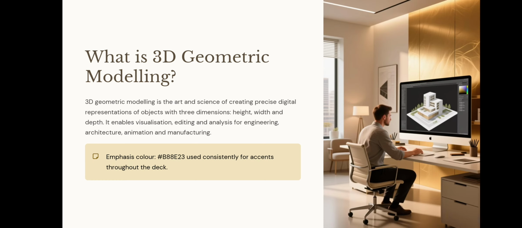What is 3D geometric modeling? 3D geometric modeling is the art and science of creating precise digital representations of objects with three dimensions: height, width, and depth. It enables visualization, editing, and analysis for engineering, architecture, animation, and manufacturing.